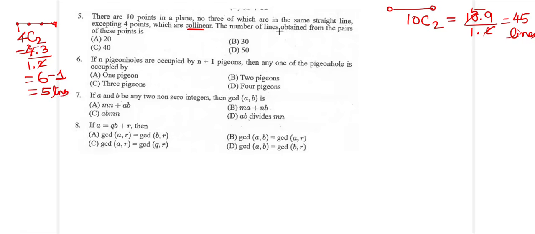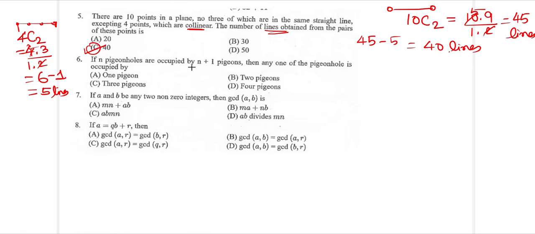The number of distinct lines which can be obtained using these 10 points, you will have to ignore them because they lie in a straight line. So the total number of lines formed using these pairs will be 45 minus these 5 lines which lie in a straight line. So this makes it 40 lines. So the number of lines obtained is 40.